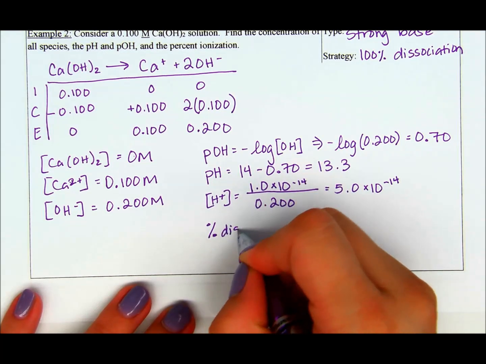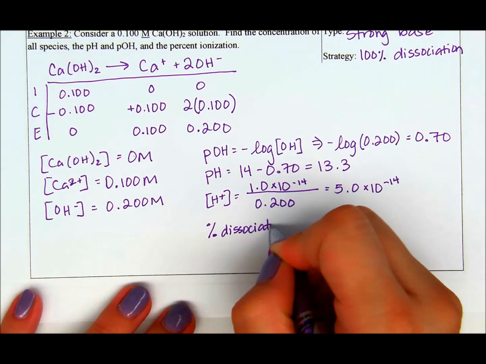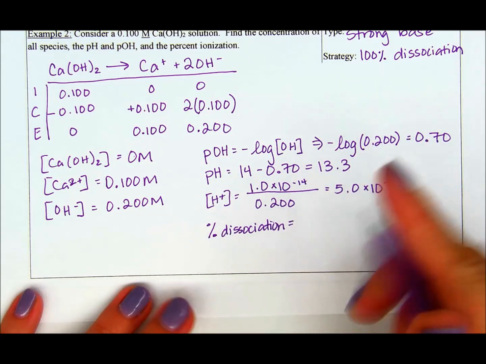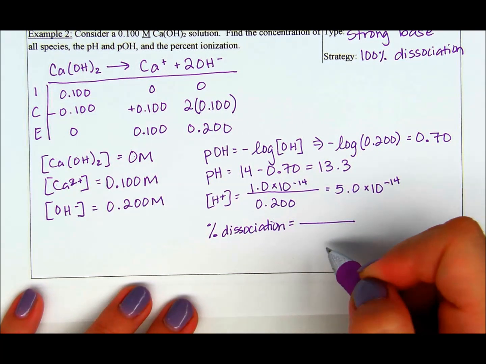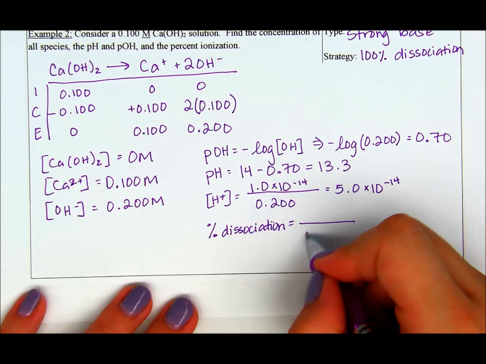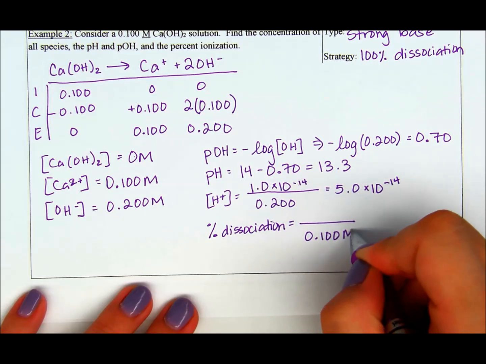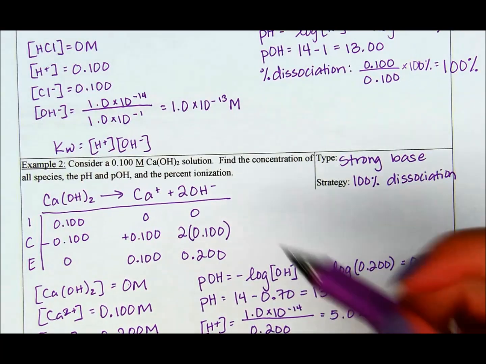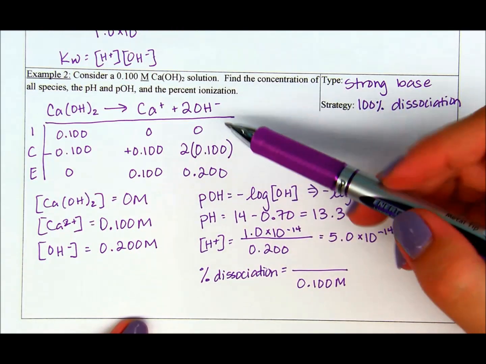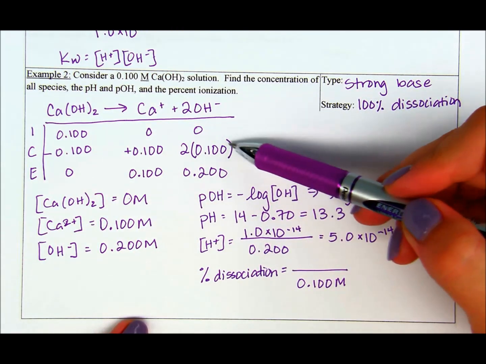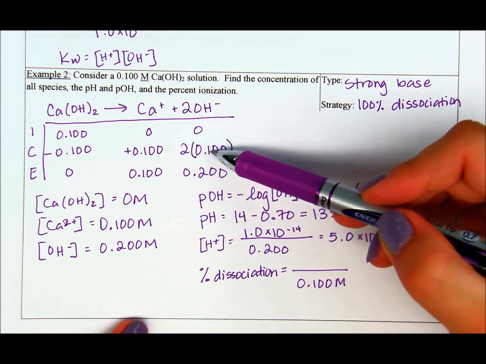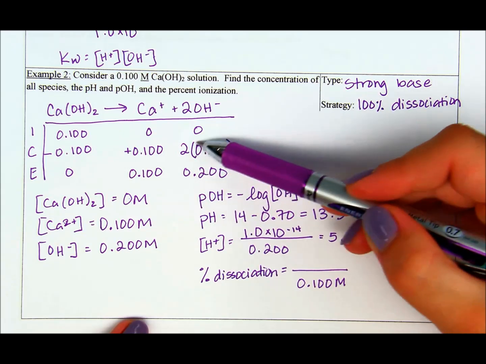Alright, my percent dissociation is going to be equal to the ions over what you initially started with. So I initially started with 0.100 molar solution. And here, the ions that dissociated came off in increments of 0.100 molar. So we're going to use that number there.